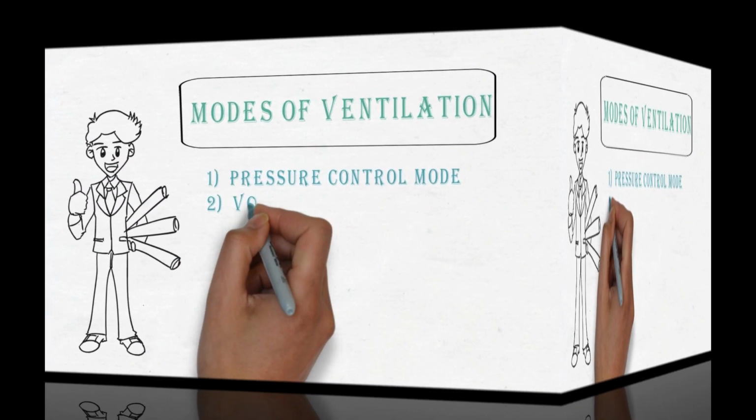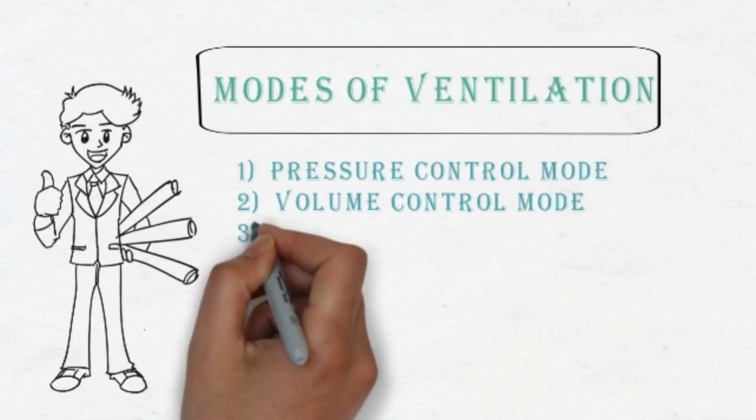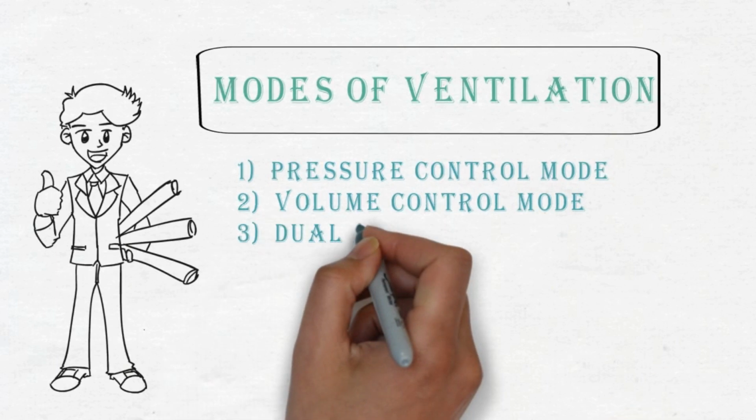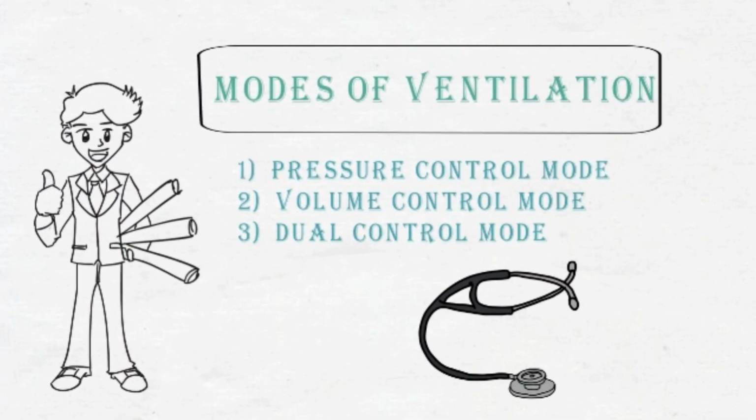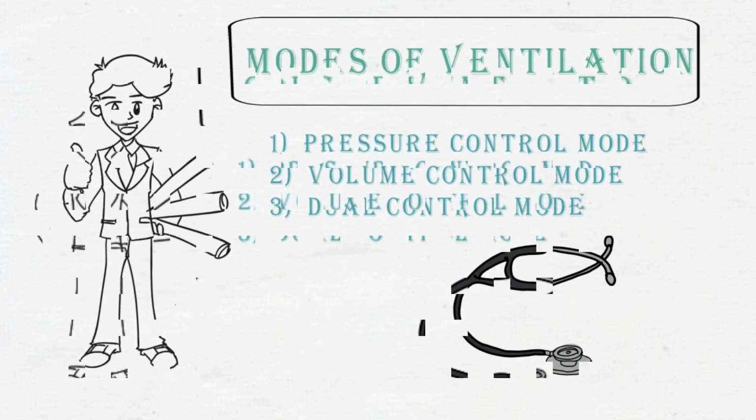The second one is volume control mode. It is a mode of mechanical ventilation which is used to control the volume of air that enters the patient. And the third one over here is dual control mode, which is the auto-regulated pressure control mode of mechanical ventilation with a user-selected tidal volume target.